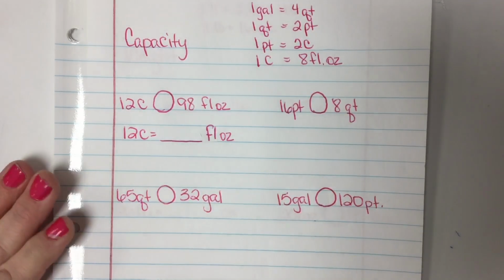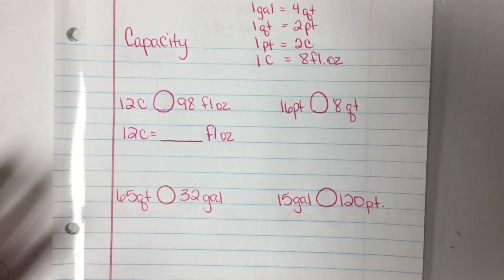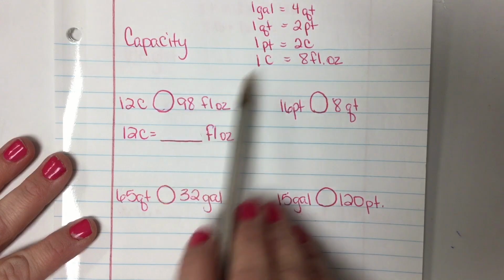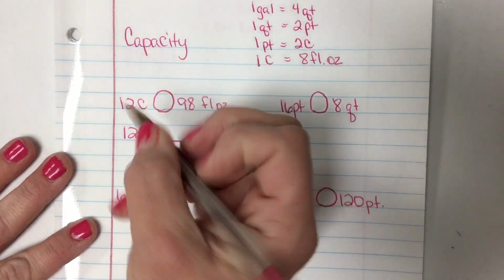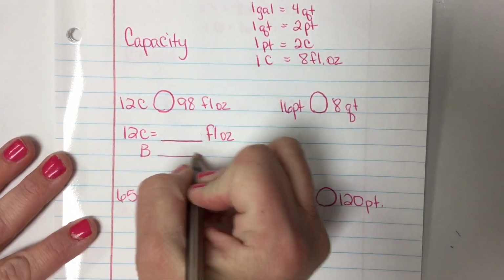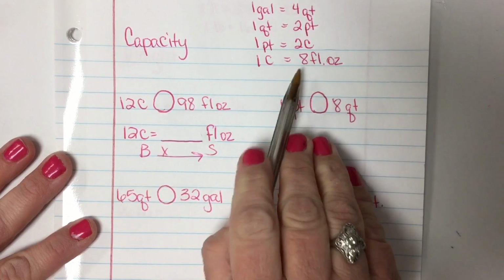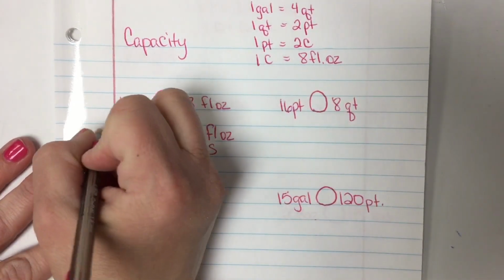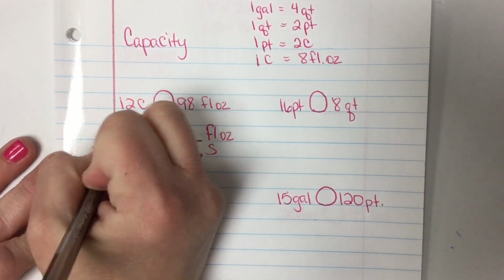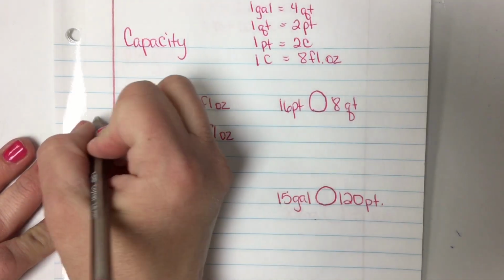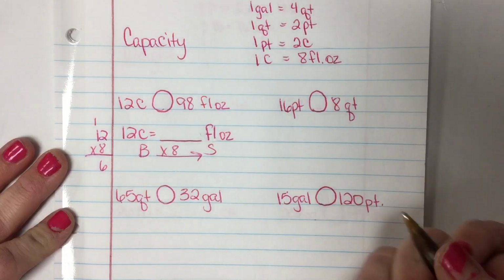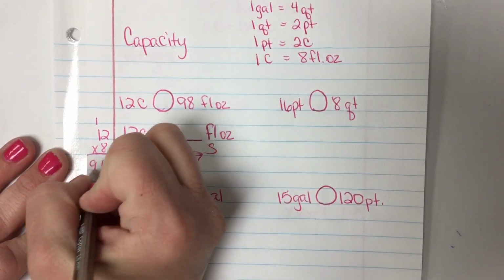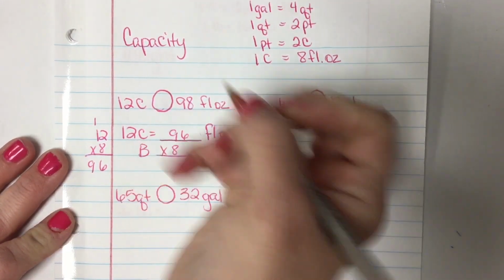We're going to see how many fluid ounces are in 12 cups. So cups to ounces, we said is already big to small, so we're going to multiply. There's 8 ounces in 1 cup, so we're going to multiply by 8. So 12 times 8. 8 times 2 is 16. 8 times 1 is 8, plus 1 is 9. So that's 96 fluid ounces.